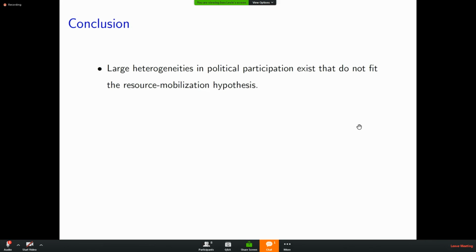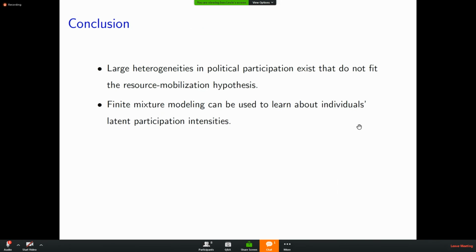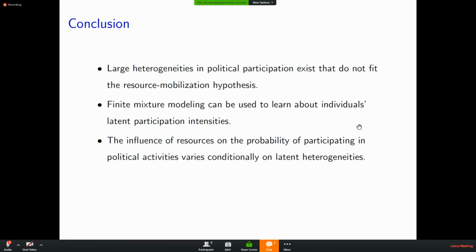So what are the conclusions of my analysis? It's clear that large heterogeneities in political participation exist that cannot be explained purely in terms of access to resources. It's a latent heterogeneity, systematic differences in participation in political activities that do not fit this resource mobilization hypothesis. Then we can use techniques such as finite mixture modeling to try to learn about these latent participation intensities. Based on the analysis that I conducted so far, we can see that the influence of access to resources varies across individuals depending on the latent type and also depending on the type of political activity.